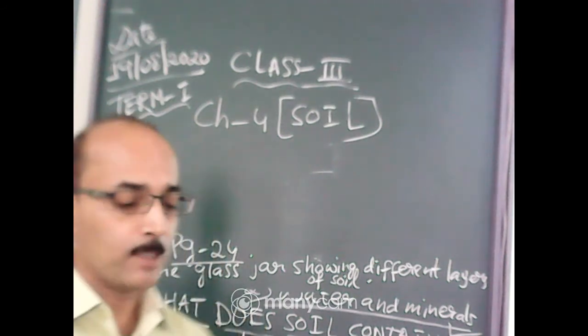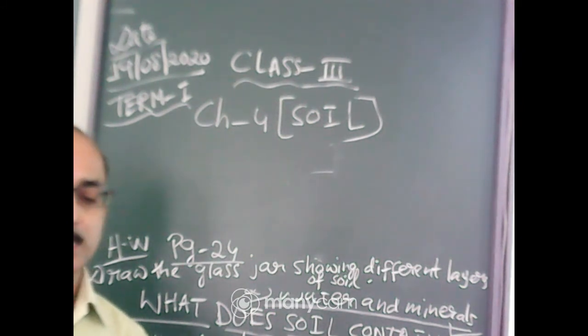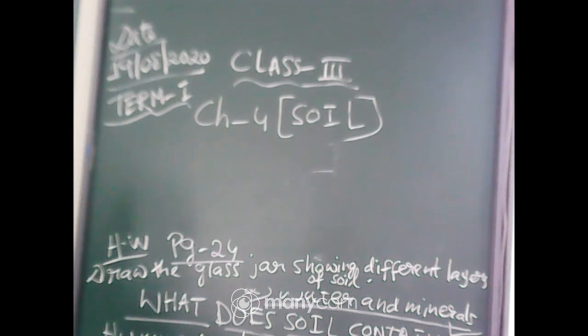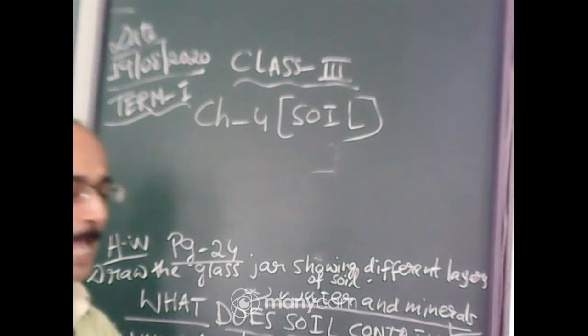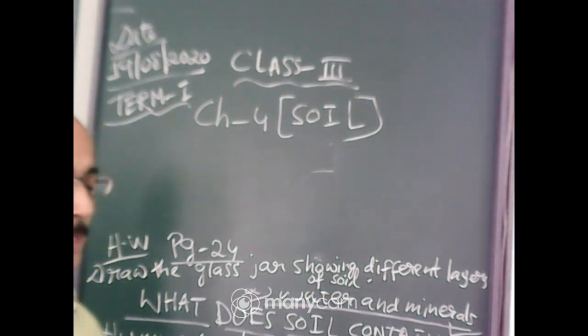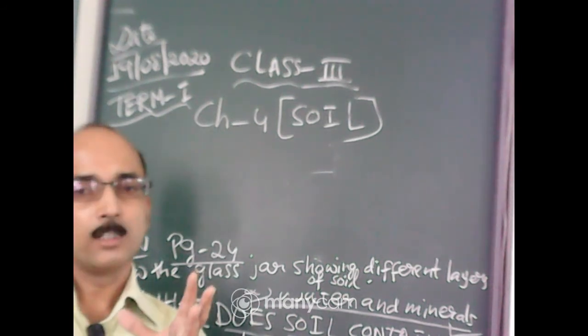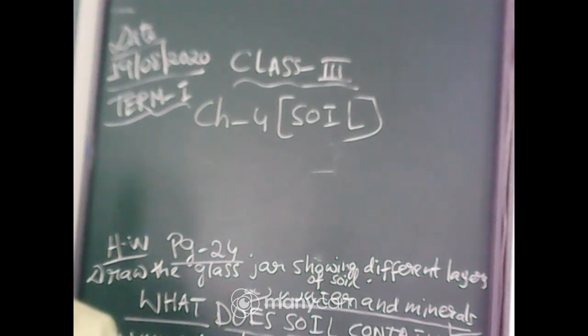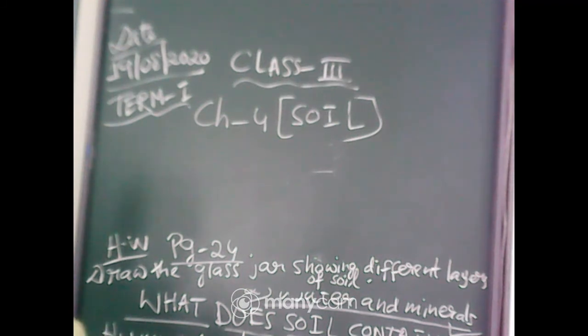So once again I am telling you what soil contains. Let us recap what I have explained. Soil contains stones, that is gravel, sand, clay and humus. You have to take a handful of soil, then take one glass jar. You take a glass jar because it is transparent, so that you can see the different layers. Then fill the glass jar 3/4 or half with water.